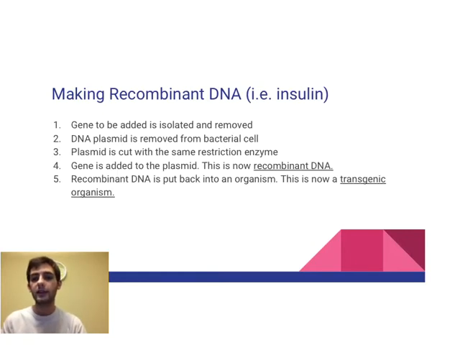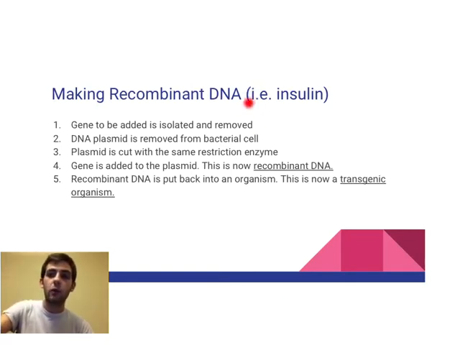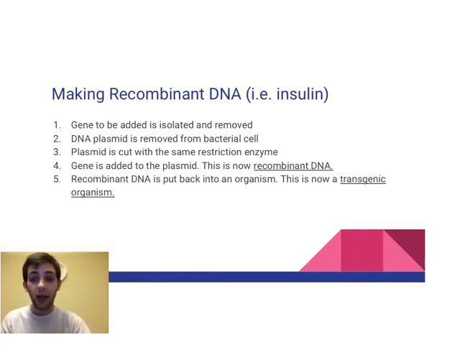We're then going to take a DNA plasmid, which is a circular piece of DNA found in bacteria. The plasmid is going to be cut with the same restriction enzyme that we use to remove the gene. So the insulin gene that we're interested in, we cut or removed it using a restriction enzyme. We're also going to cut the plasmid with the same restriction enzyme. We're going to combine those two, so we're going to take the gene that we want and our plasmid, put them together. We've now produced recombinant DNA.